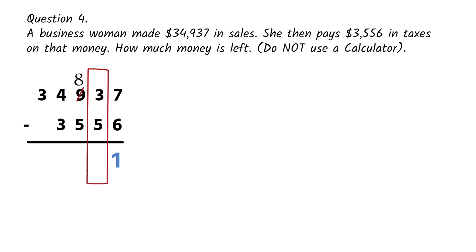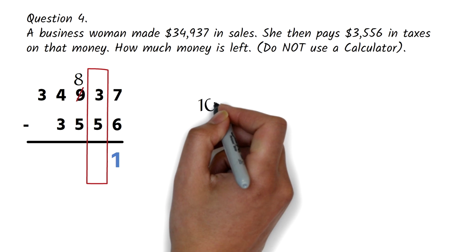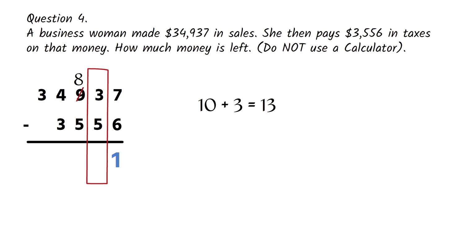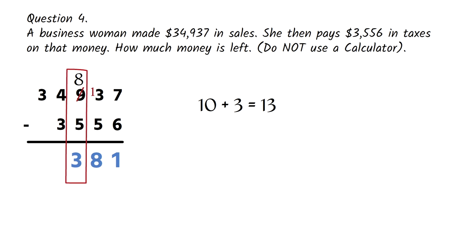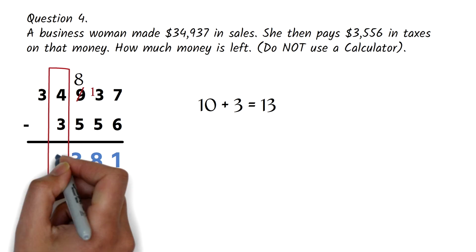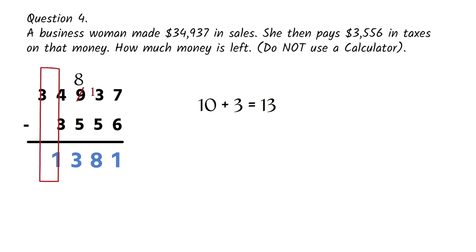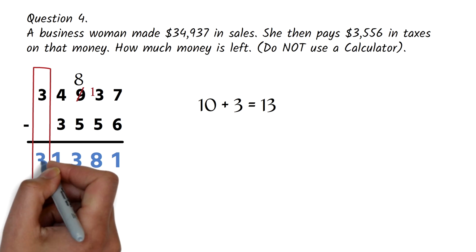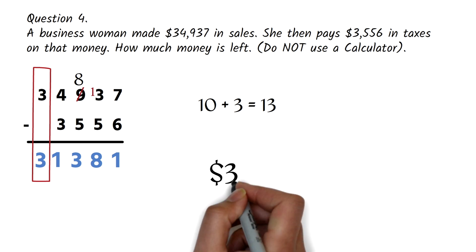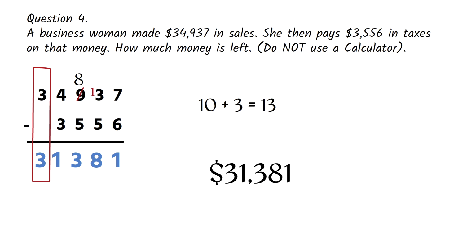When you borrow, the value is 10, so we will add 10 plus 3 to get 13. For simplicity's sake, we will say that when you borrow, you'll just put 1 in front of your number. So we have 13 minus 5, which is 8. Next, we know we have 8 here now. 8 minus 5 is 3. We move to the next column. 4 minus 3 is 1. Finally, we have 3 here. Nothing to subtract from, so we have 3 minus 0, which is 3. So the amount of money left is $31,381.